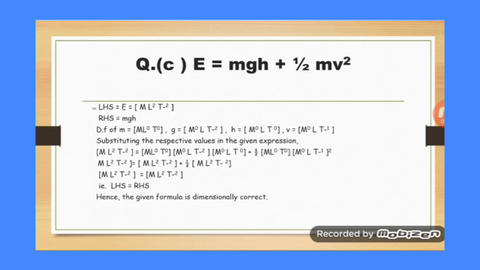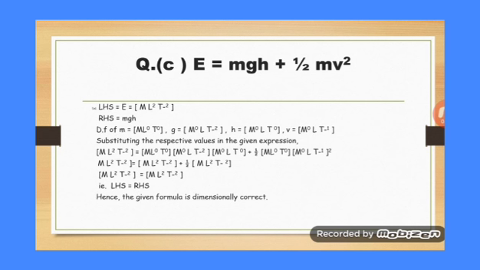E equal to mgh plus half mv square. E is the energy, m mass, g acceleration due to gravity, h height, and v is the velocity. Now the dimensional formula of each physical quantity. On the left hand side it is E. E is equal to ML²T⁻². M is mass, or in the simple way you can write only M, or you can write ML⁰T⁰. g, acceleration due to gravity, means the dimensional formula of acceleration, that is M⁰LT⁻², and v is the velocity, therefore M⁰LT⁻¹.